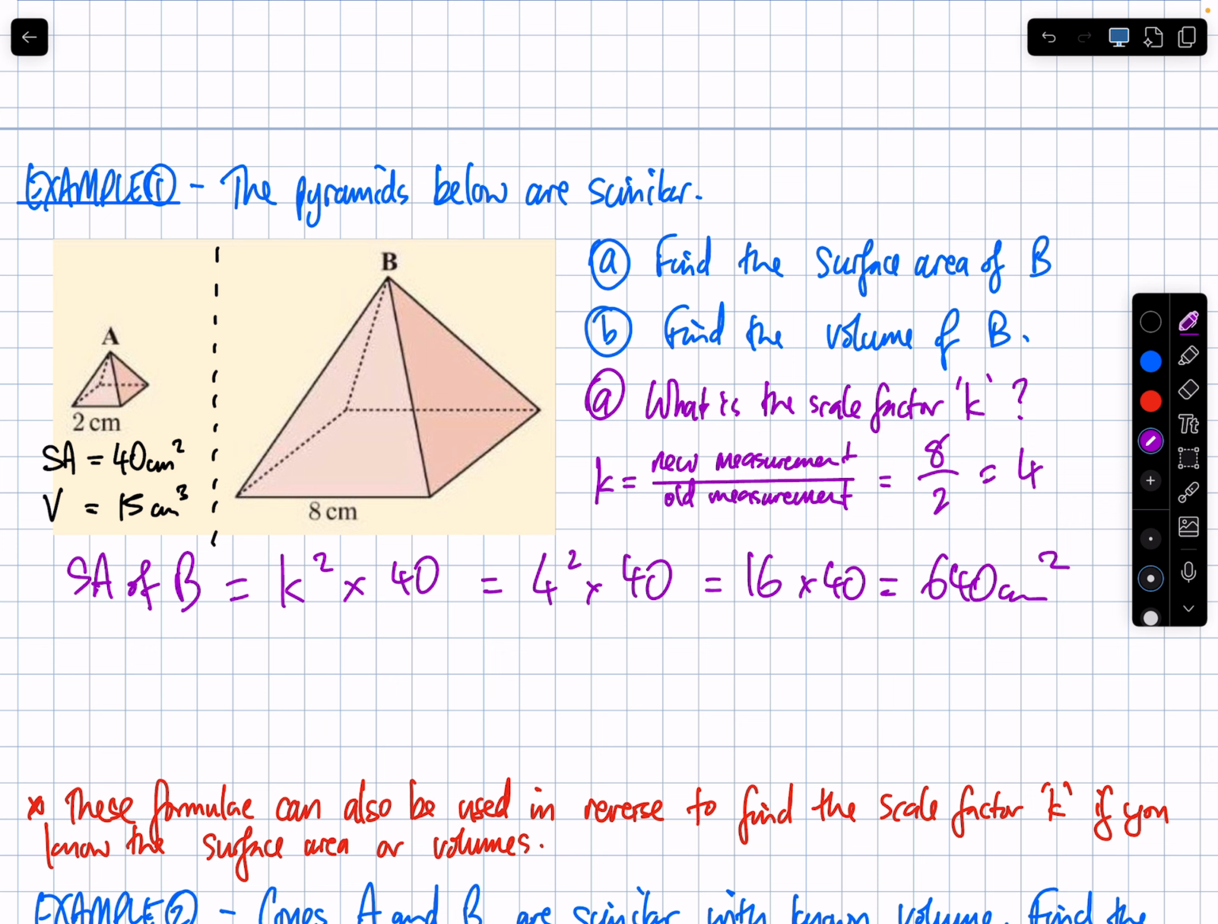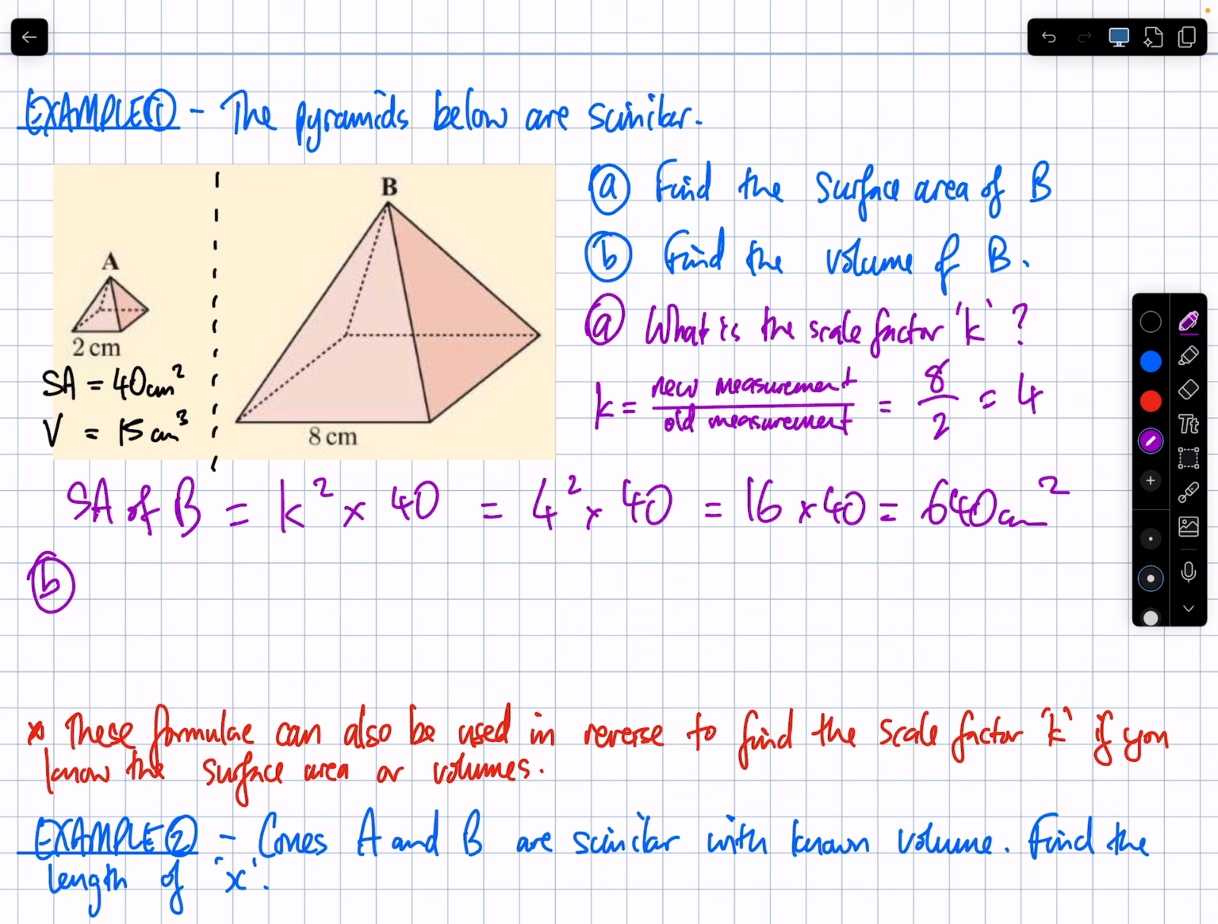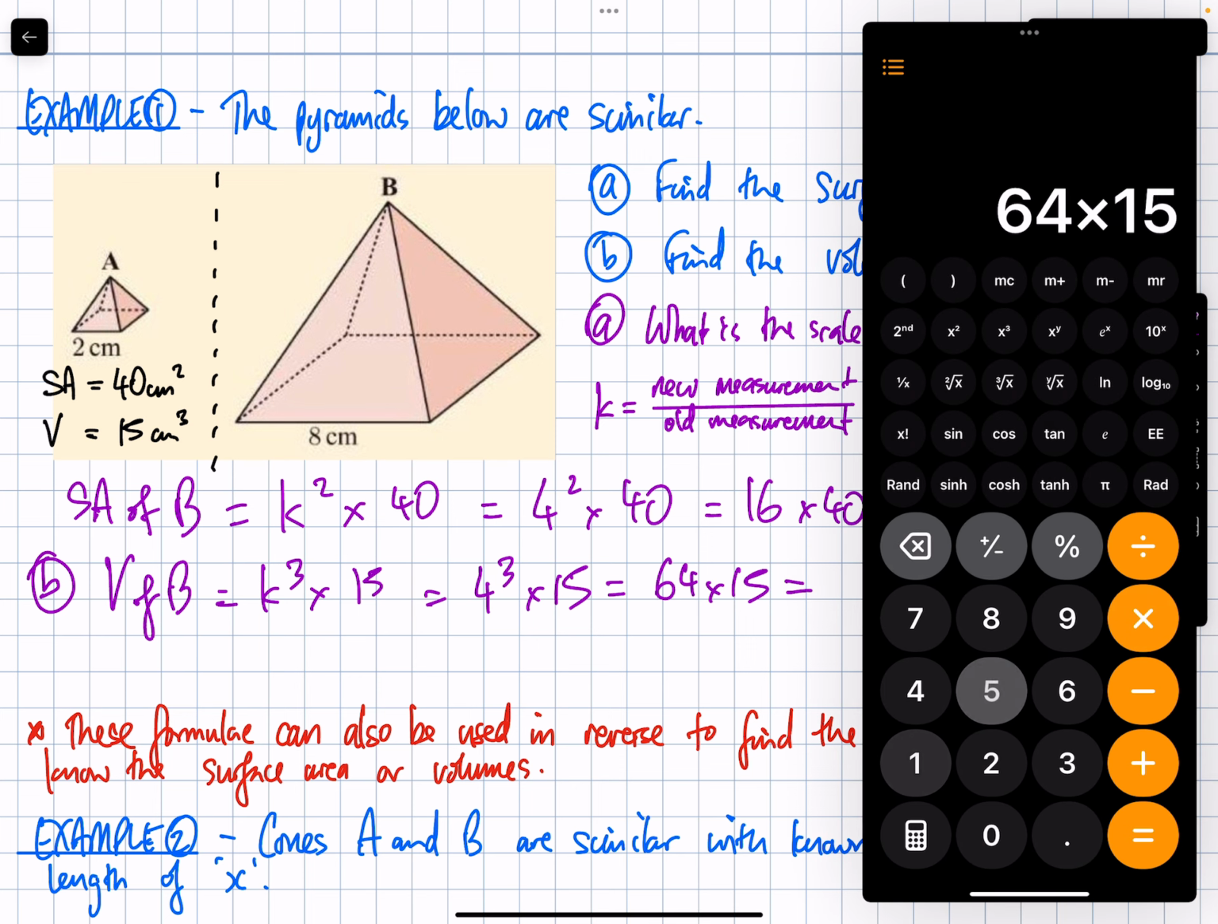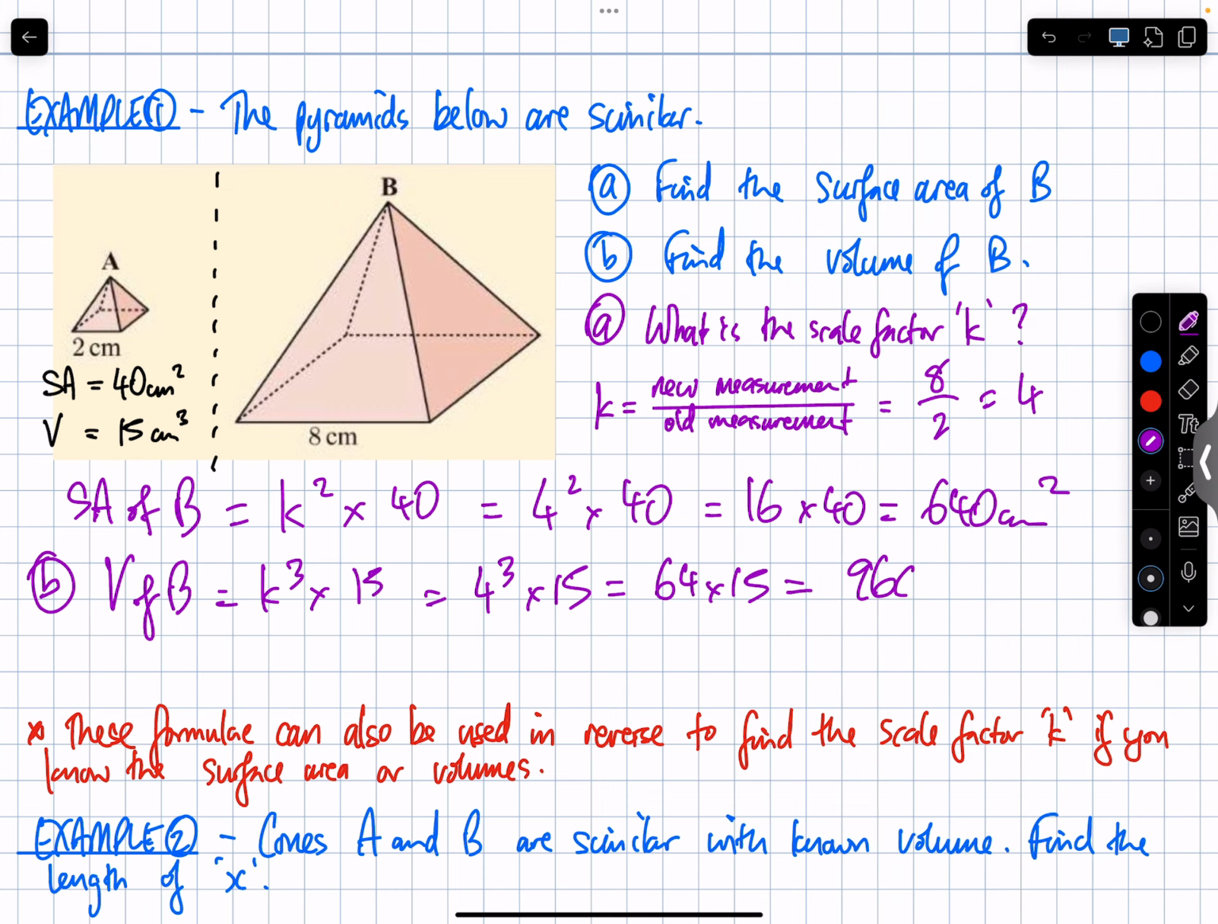What's the difference if I'm finding the volume? There is only one difference in that whole formula if I'm dealing with volume. What do I do with K this time? I cube it instead. So V of B is equal to K cubed times, it's not 40 anymore because the volume was 15. So it's K cubed times 15 equals 4 to the power of 3 times 15. 4 times 4, 16. Times 4, 64 times 15. 64 times 15 equals 960 cubic centimeters.